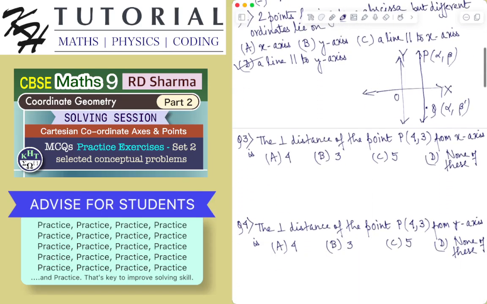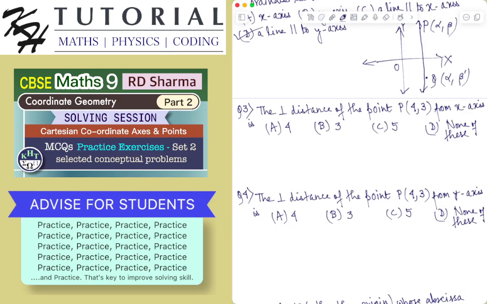Let's see question number 3. The perpendicular distance of the point P, the point 4, 3, from the y-axis is.